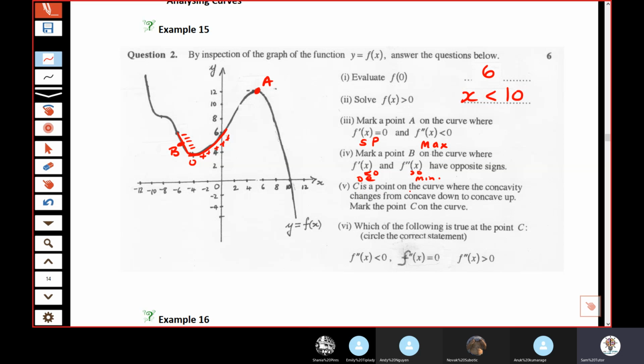C is a point on the curve where the concavity changes from concave down to concave up. Mark the point C on the curve. Where is the curve concave down to concave up? Let's have a look. That's concave down only. That's concave up to concave down. That's not the one we're looking for. That's up to down. There it is, isn't it? It's hidden right there. Let's look at it one more time. That's concave down. What happens right there? Concave up. Concave down. Concave up.